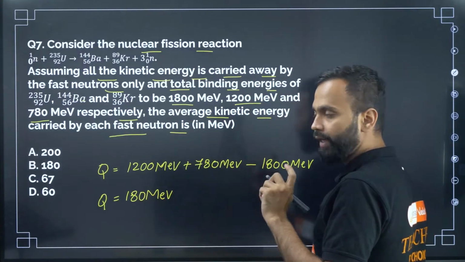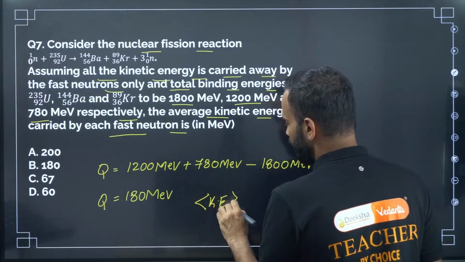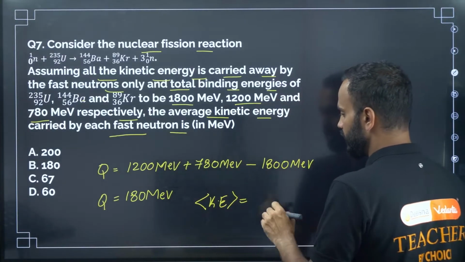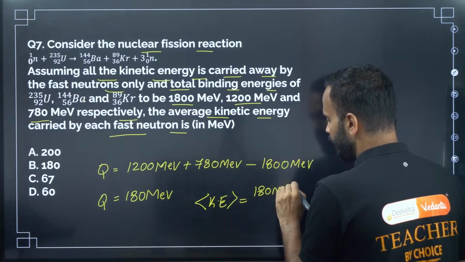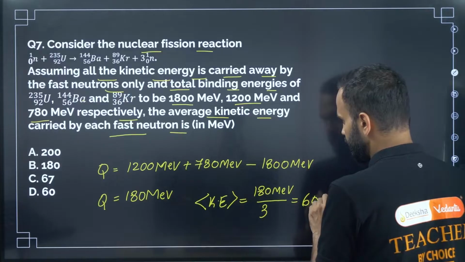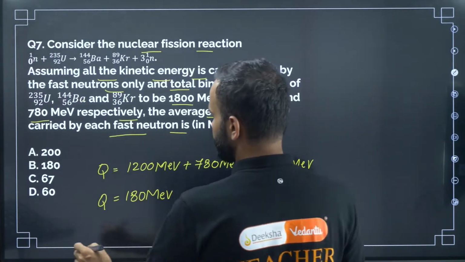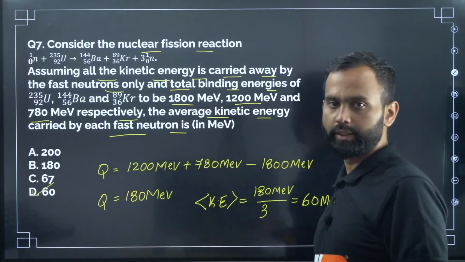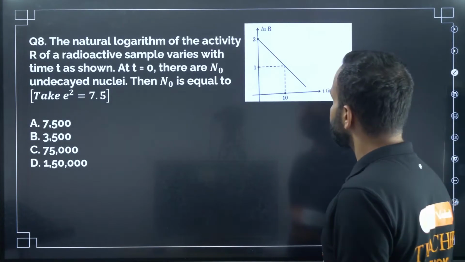So we need to find the average kinetic energy. The average kinetic energy of the fast neutron is 180 MeV divided by 3, which is equal to 60 MeV. So the correct option is D, 60 mega electron volt. Okay, next question, question number 8.